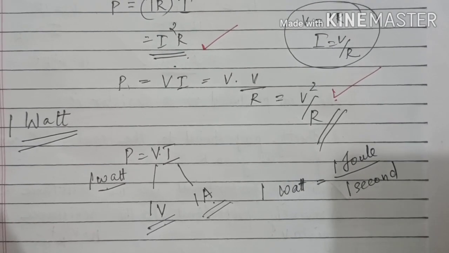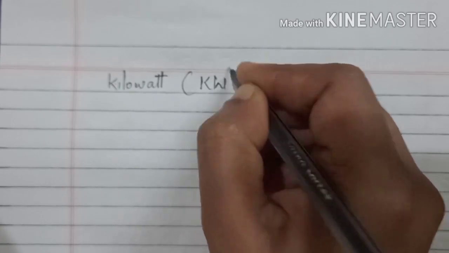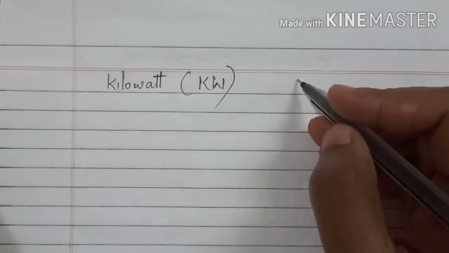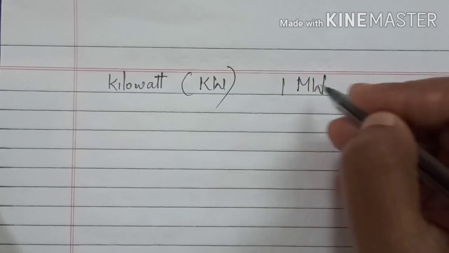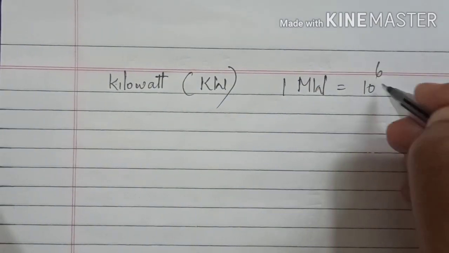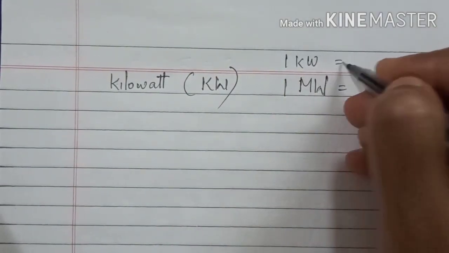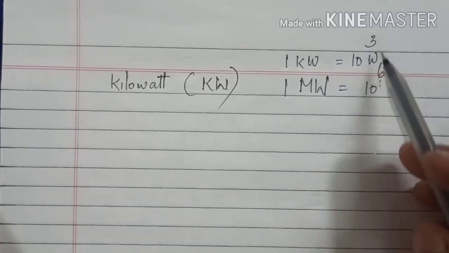Understood? Now, the higher units or the bigger units of electric power are, first one is kilowatt, represented as kW. And second one is megawatt. 1 megawatt is equal to 10 raised to 6 watts. 1 kilowatt, I can write 10 raised to 3 watts. Clear? 10 raised to 3 watts.